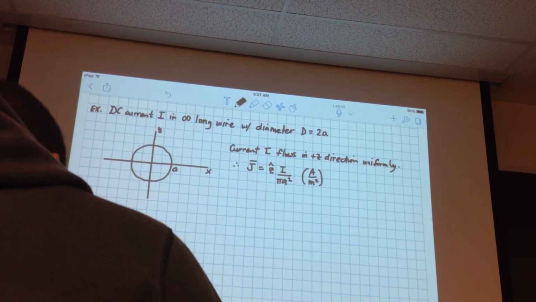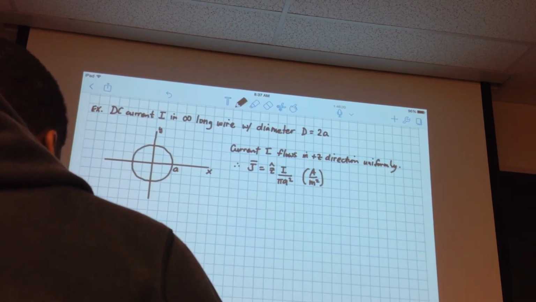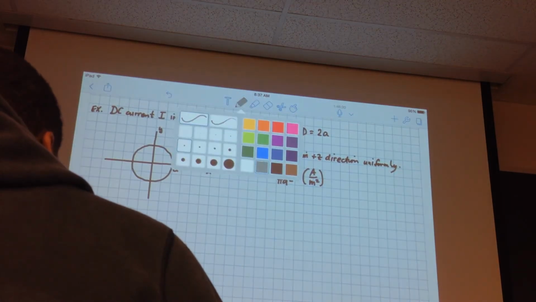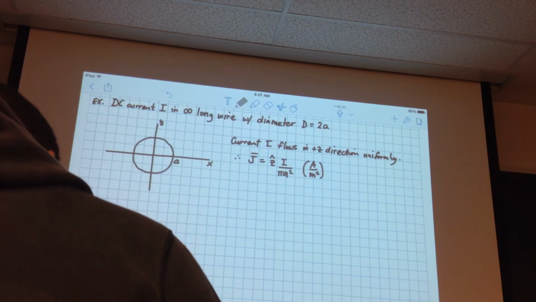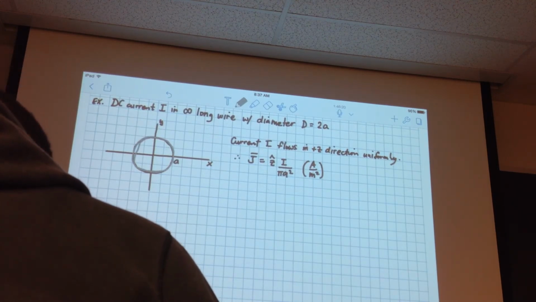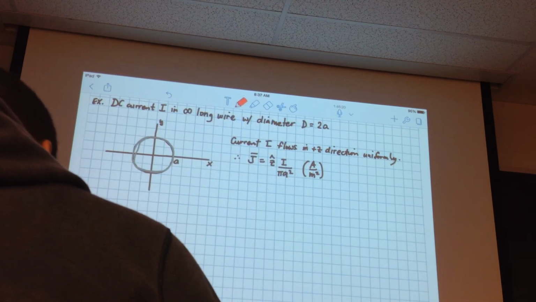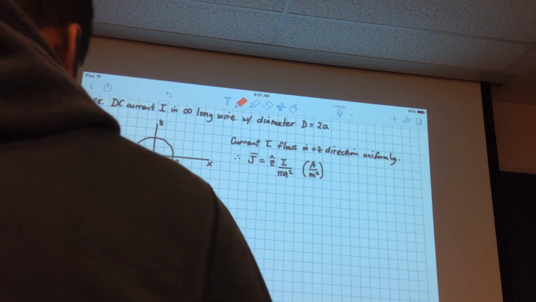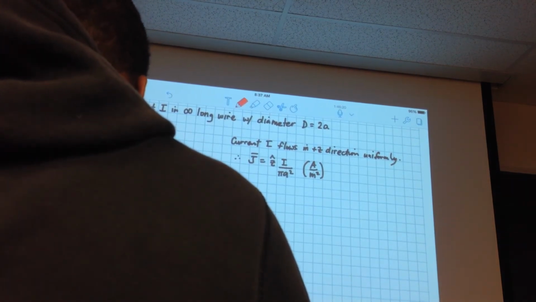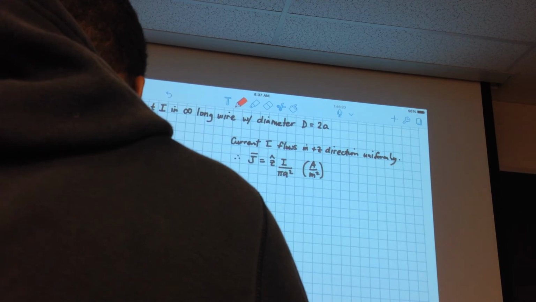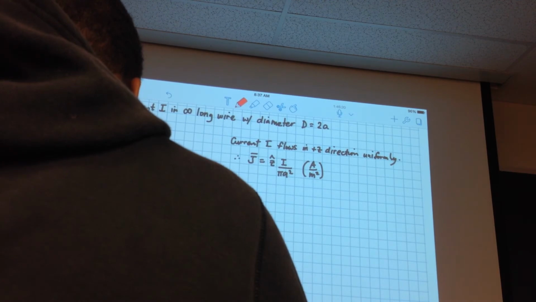Okay, so now in DC, if this were AC, right? If this were now a very high frequency current, then that current would flow to just the surface, and you would get magnetic field only outside of the wire, just like a coaxial cable. But in DC, you do get magnetic field inside of that wire. So let's see how we might solve for that.